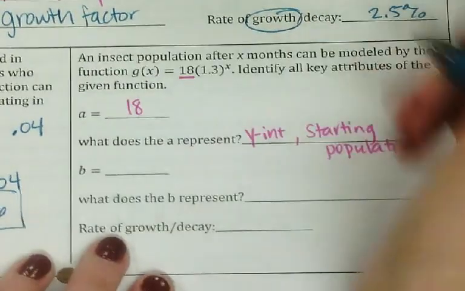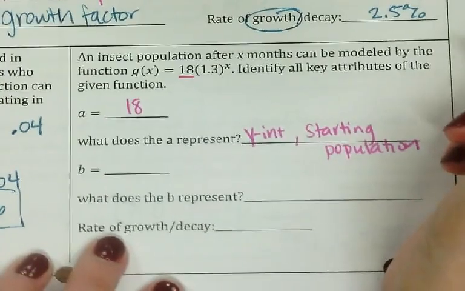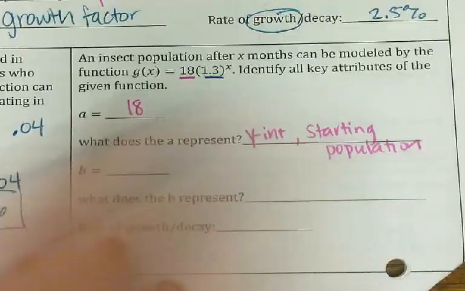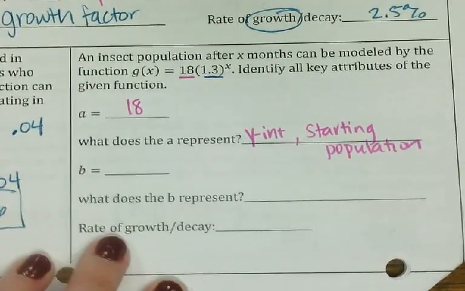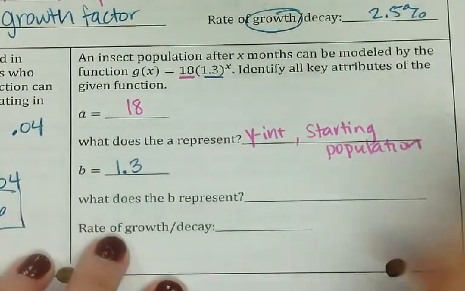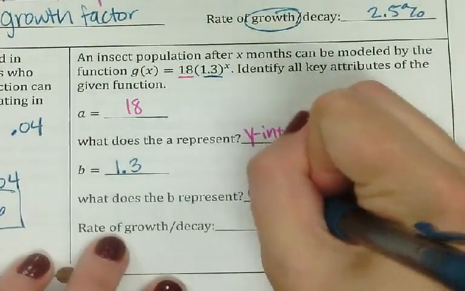And then, guys, let's look over here. Miss Luna, what is the 1.3 right here? We have our 18 and we have our 1.3. That's our B value. And what does that represent? Okay, growth, so it's our growth factor.